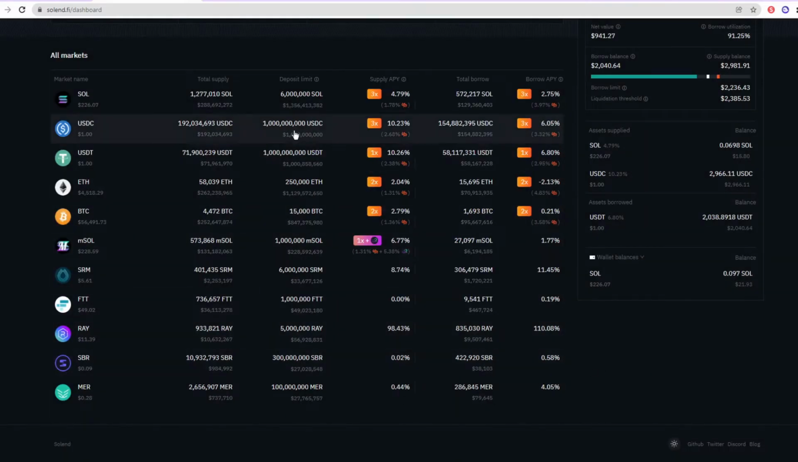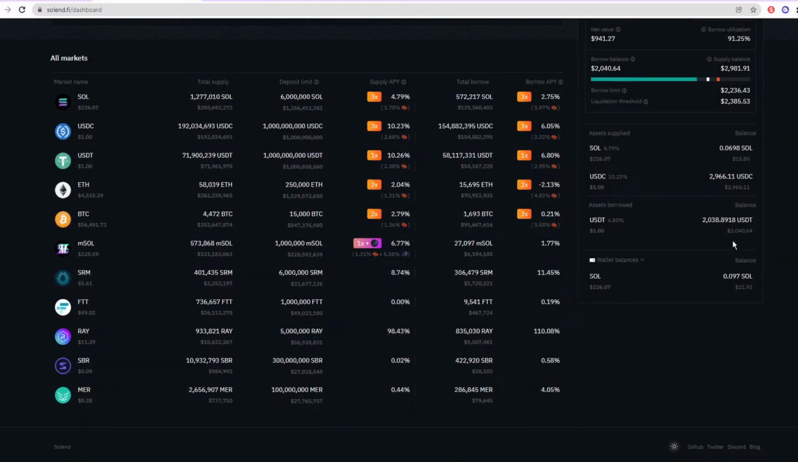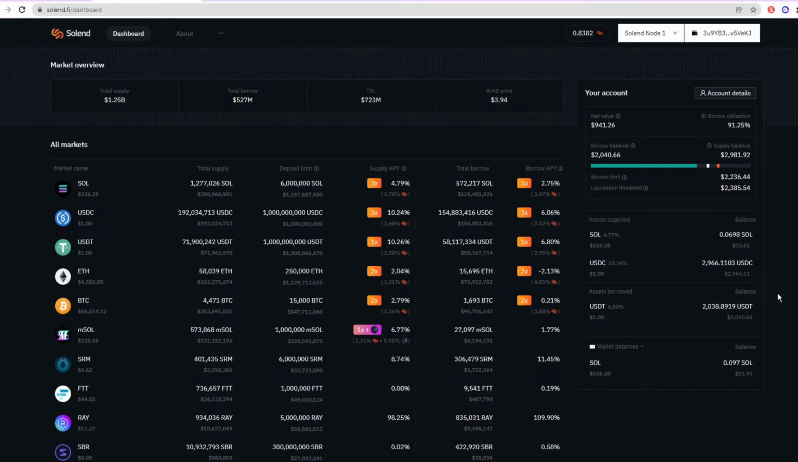Okay, so that's it for the functions of it. Now let's take a look at the right side. These are where all the details are. You will only be able to borrow a certain percentage of your supply balance. So to use Solend, you have to supply first. I recommend supplying one of the stable coins.